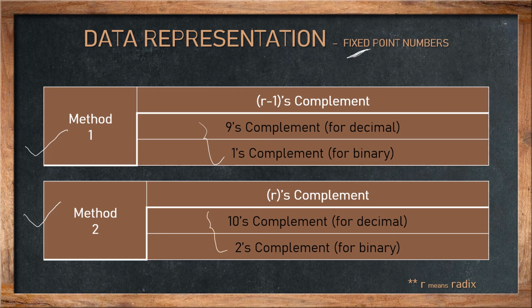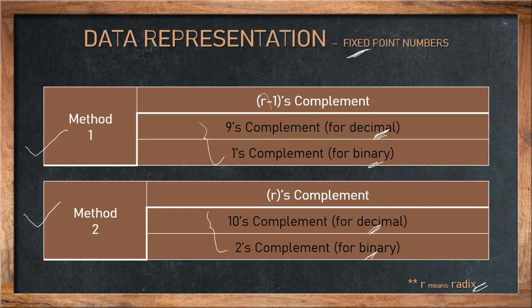9's complement is basically for decimal numbers, and 1's complement is for binary numbers. In a similar way, for the r's complement, 10's complement is for decimal numbers and 2's complement is for binary numbers. Here r stands for the radix, the radix point. What is radix? That we will learn in later sections.